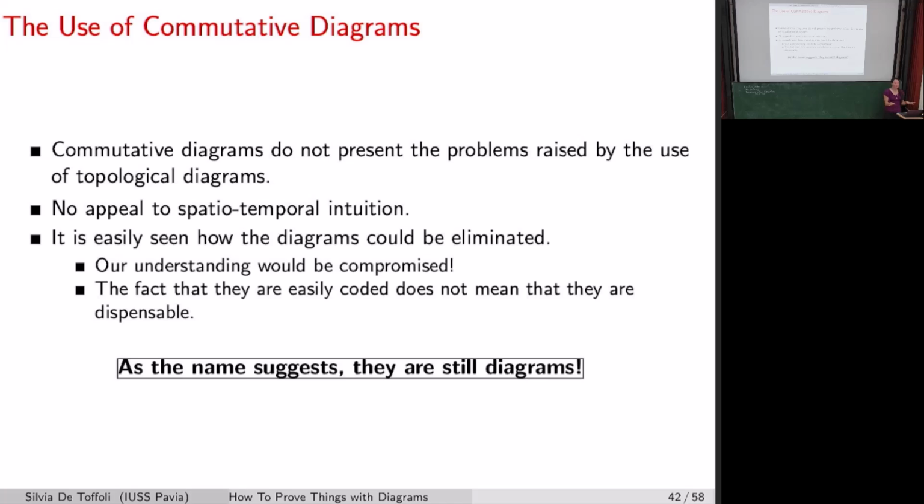So of course commutative diagrams do not present the problem raised by the use of topological diagrams, because they don't appeal to any sort of spatio-temporal intuition, although we still reason exploiting their two-dimensional layout. And it's easy to see how these diagrams could be eliminated. But guess what? It's easy to see how all diagrams could be eliminated, because all diagrams are discrete things. They have a discrete number of nodes, and it's very easy to code them as a sequence of numbers. So everything can be eliminated, but this doesn't mean that it can be faithfully translated.